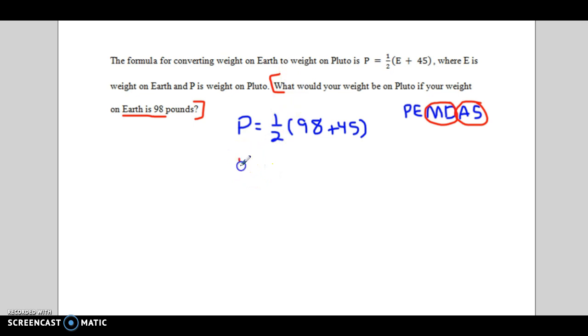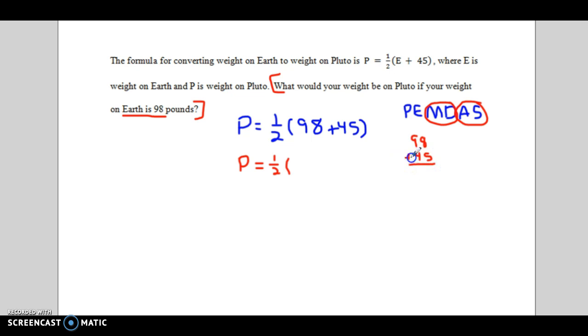And now when I go to solve, P is still equal to, I have to decide the first thing I want to do. Well, parentheses would be the first step. And look, I do have parentheses. So I'm going to write the 1/2 because I'm not doing anything with that. And I'm going to keep the parentheses so I remember to multiply, but I'm going to add what's inside first. So 98 plus 45, because I have to stack them. It's easier for me to add them if I stack them.